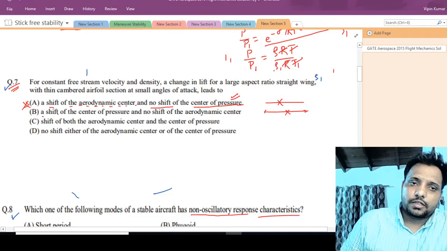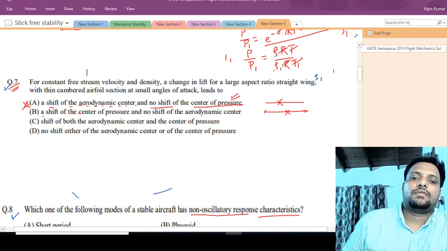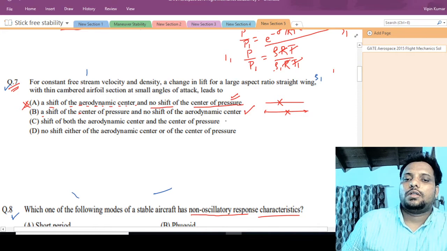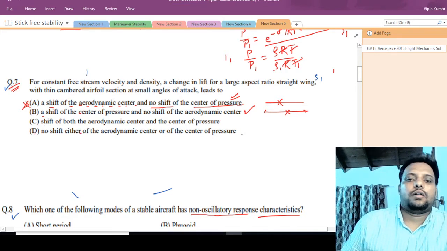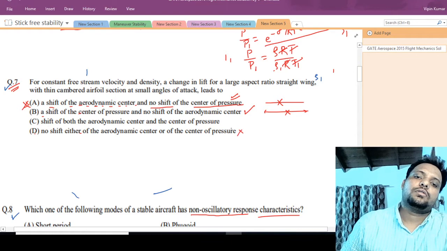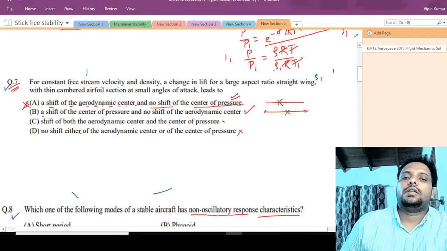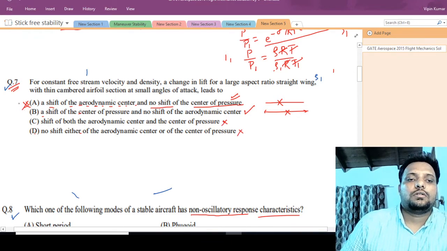Second option is a shift of the center of pressure and no shift of the aerodynamic center, so this seems correct. But before that we should review options C and D as well. So shift of both the aerodynamic center and the center of pressure, it's not possible. No shift of either the aerodynamic center or the center of pressure, so this is also an irrelevant answer here, so the correct answer is option B.